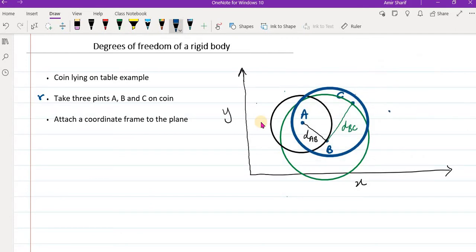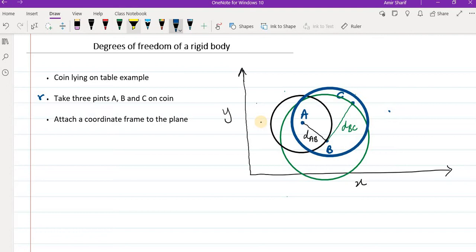Okay, so this blue is the coin, and we have taken 3 points A, B, C, and then we have drawn a circle with center A, and then we again draw a circle with center B, which is the green one. And now what we have to do is we have to again draw a circle with center, DBC, and also with this center DAC.